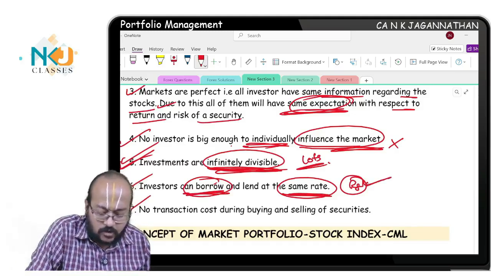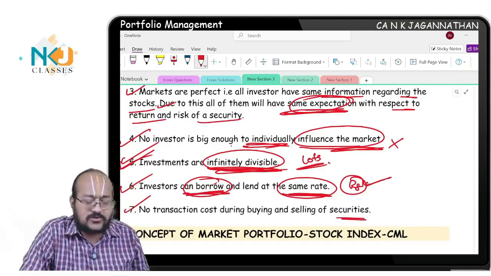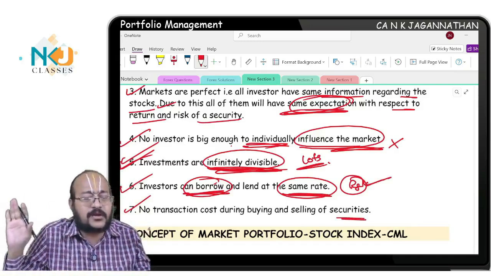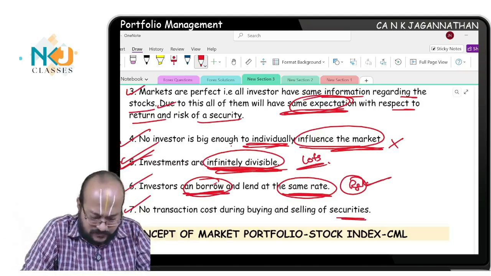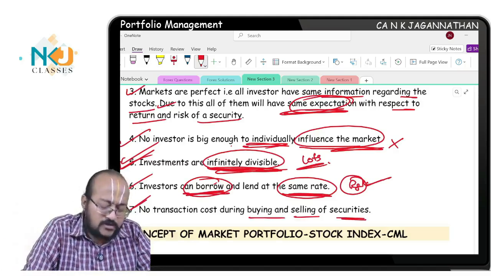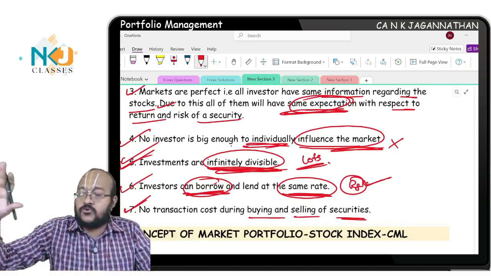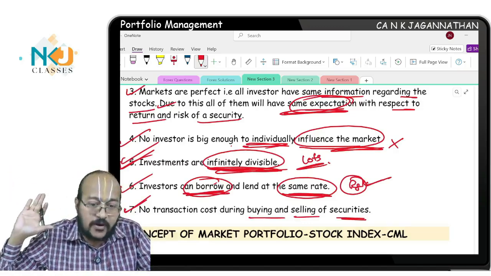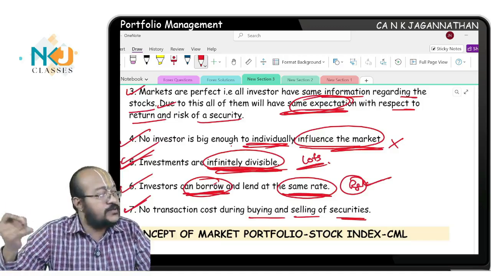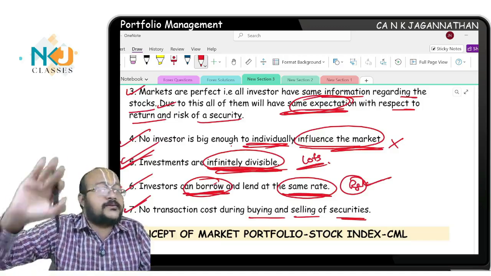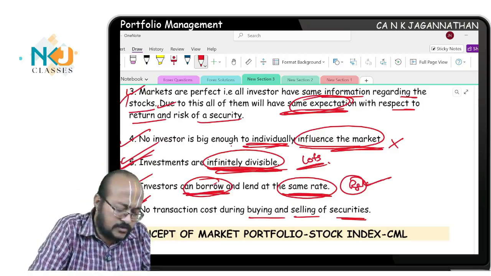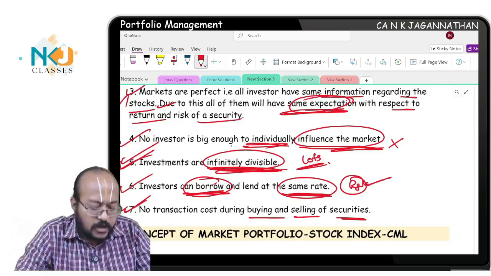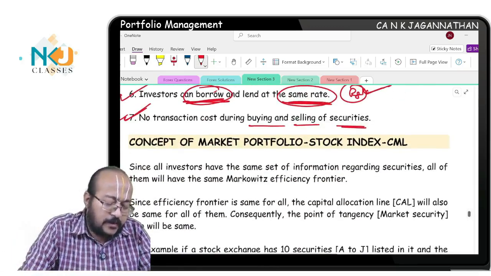No transaction cost during buying and selling of the security. This is also just an assumption because you need to ignore these transaction costs, but of course you will have transaction costs in all buying and selling. Anyway, these assumptions are relevant for the capital market line, CAPM, as well as index-based models like the Sharpe single index model. So all these assumptions hold good. Shall I proceed?